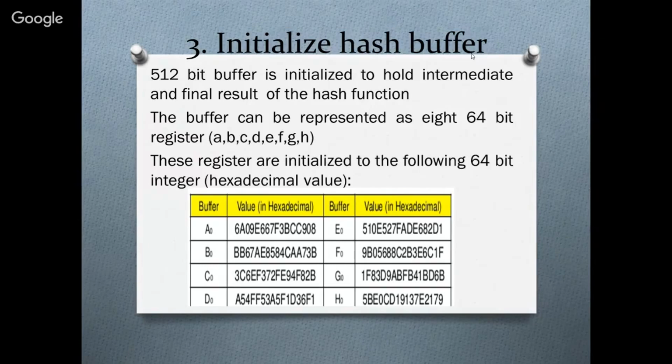The buffer is of 512 bits, and it is represented with register names A, B, C, D, E, F, G, and H, which are 8 registers. Each register can hold 64 bits of information. Initially, these 64 bits of information are predefined, as given in this table. That is, A holds the value 6A09E667F3BCC908. In the same way, all the initial vector values will be assigned to these registers. Later, after each round gets completed, the resultant part of that round will be stored in this buffer, overwriting this information.